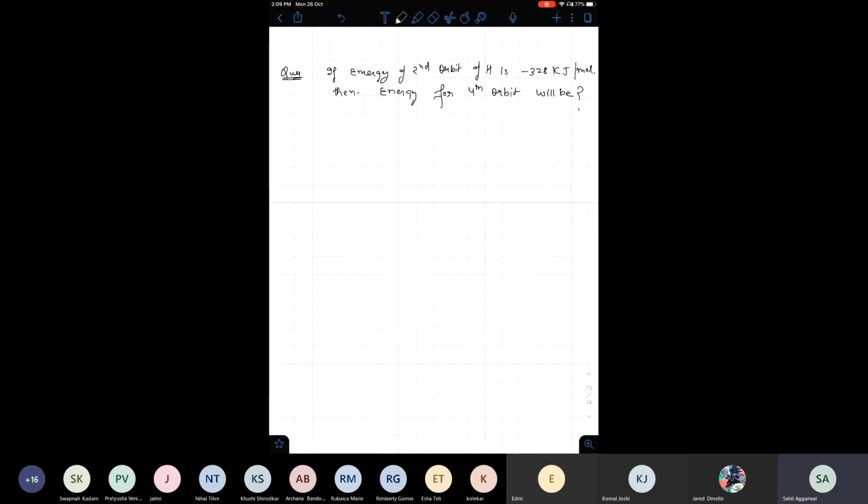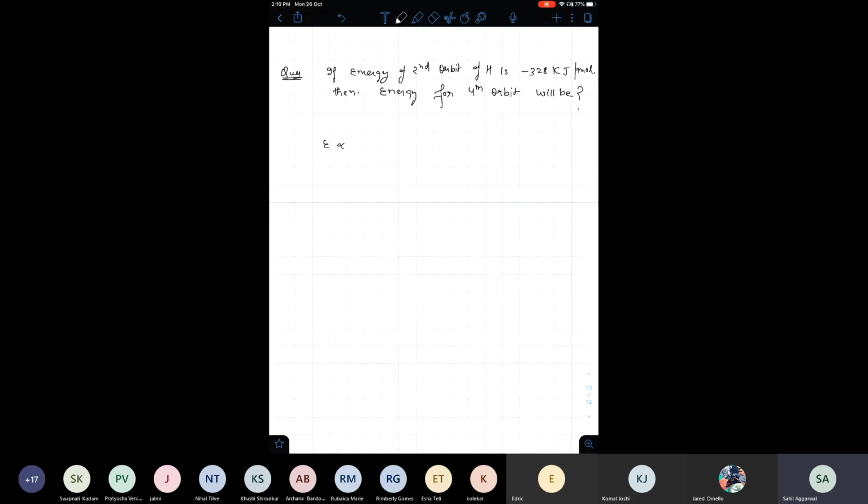How is that, Pratyusha? What you have done? 0.13 into 10 to the raised power 8. Very good, Kimaya. Shouldn't it be minus 0.82? Amba, why you multiplied by 4?